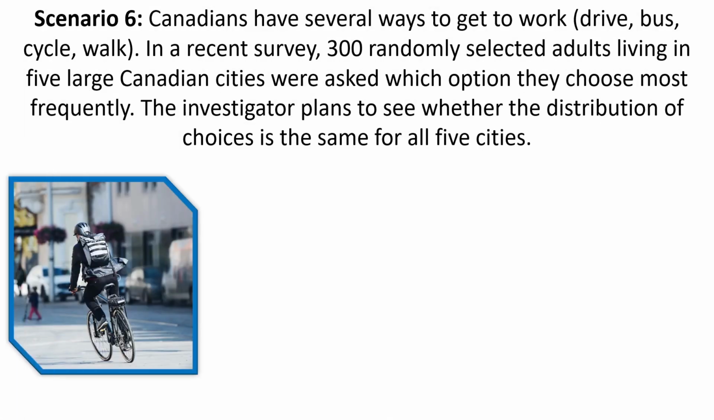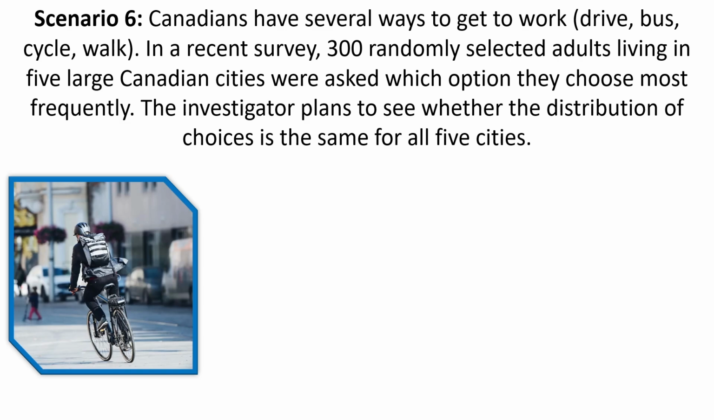Number 6, Canadians have several ways to get to work. They can drive, they can bus, they can cycle, they can walk. In a recent survey, 300 randomly selected adults living in 5 large Canadian cities were asked which option they chose most frequently. The investigator plans to see whether the distribution of choices is the same for all 5 cities.